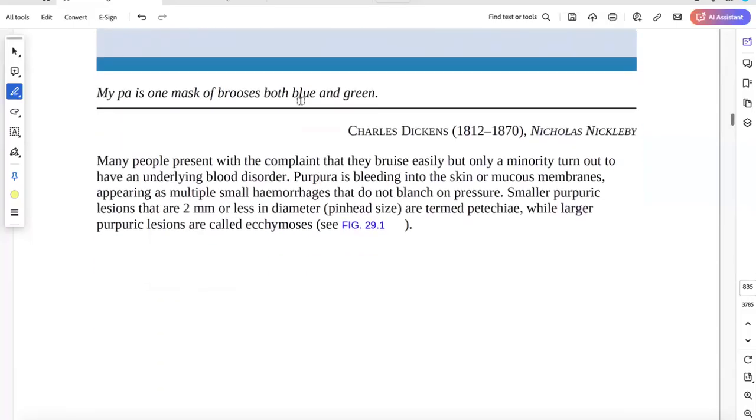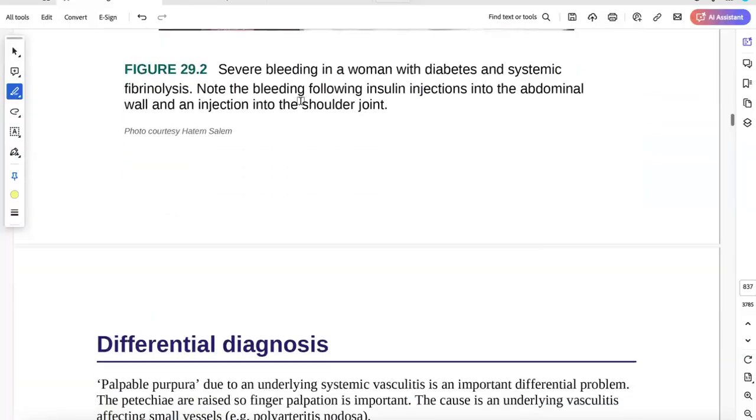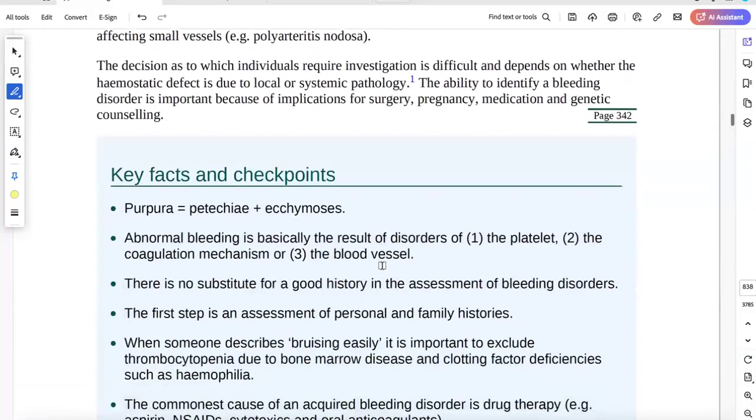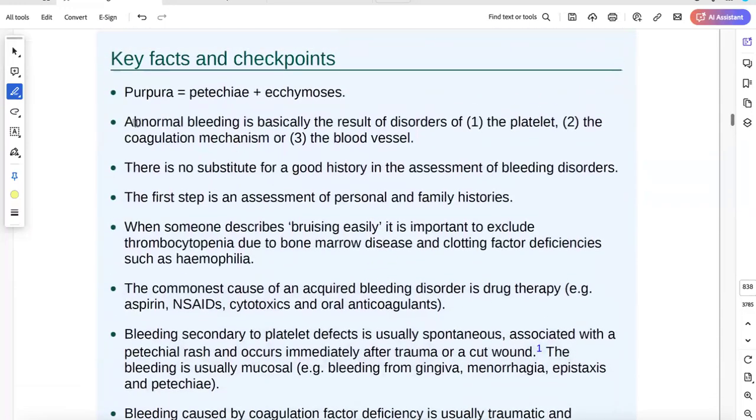So coming to bleeding, bruising, so if someone comes to you with abnormal bleeding, it is either coming from low platelets, low clotting or coagulation mechanism, or the blood vessel is not good enough. So there is always one of these three that is not right, and that causes excessive bleeding.